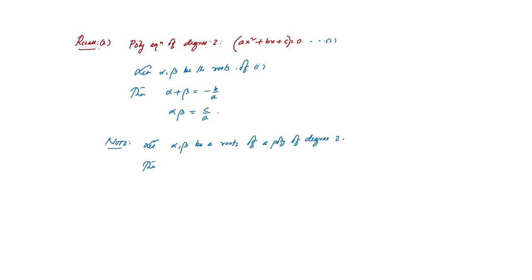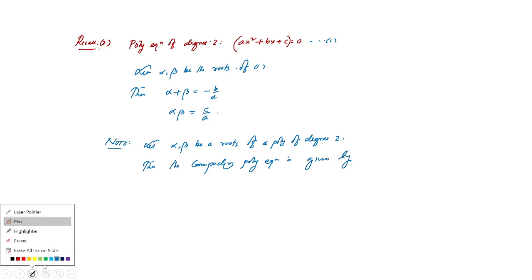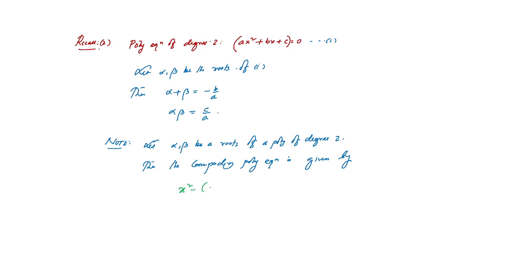So then the corresponding polynomial equation is given by, so what should be the corresponding polynomial? The corresponding polynomial will be x square minus (alpha plus beta) into x plus alpha beta, this is equal to 0. So that will be the corresponding polynomial.